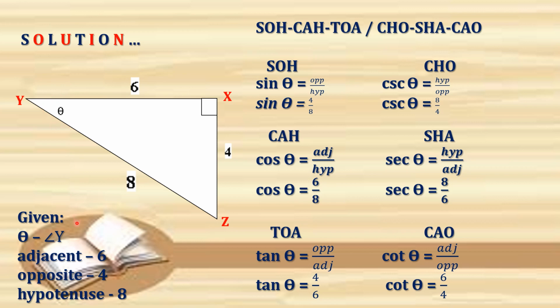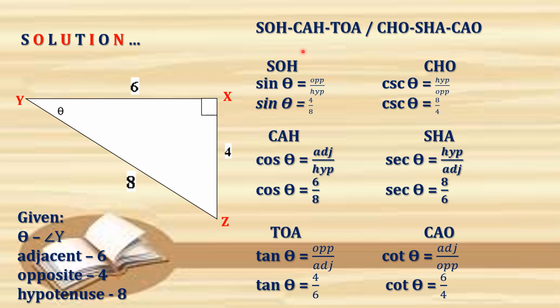It is also important for us to identify the given. Remember that our theta or the angle theta is angle Y. Looking at adjacent, opposite, and hypotenuse, we're going to consider angle Y as our theta. This is the unknown theta. So what is the adjacent side? The adjacent side is the side next to angle Y. So that is 6. That's why adjacent is equal to 6. And remember that the opposite side is 4. So that's why we have 4 here. And the hypotenuse, which is considered as the longest side, measures 8.